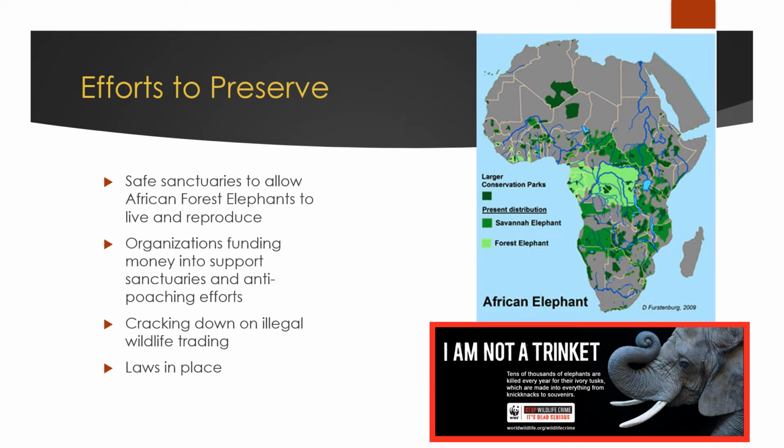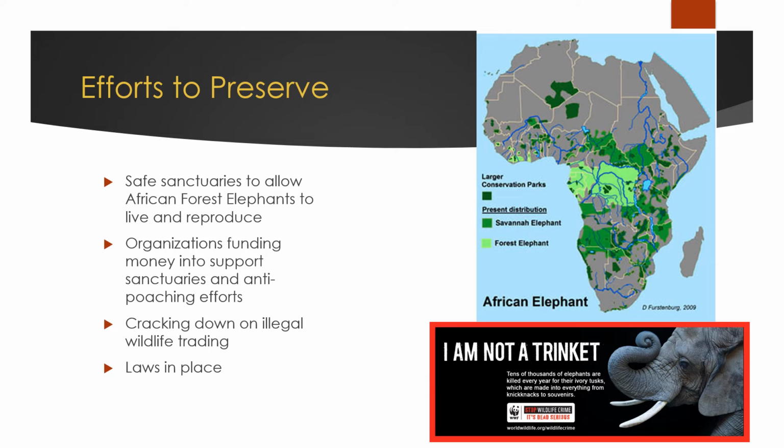And these sanctuaries can be found in these dark greens, but also the light green colors on the map to the right. So earlier I mentioned the Wildlife Foundation. It's supposed to be the World Wildlife Fund. So it's one of the many organizations that is raising money to support these sanctuaries and any anti-poaching efforts.